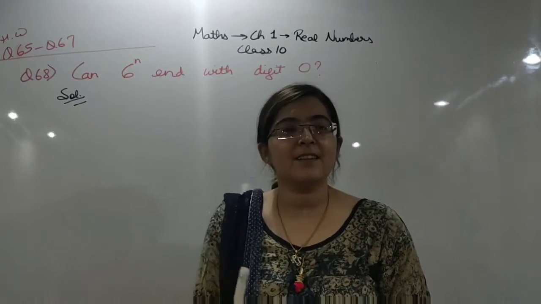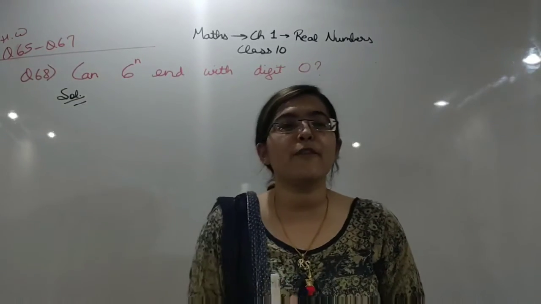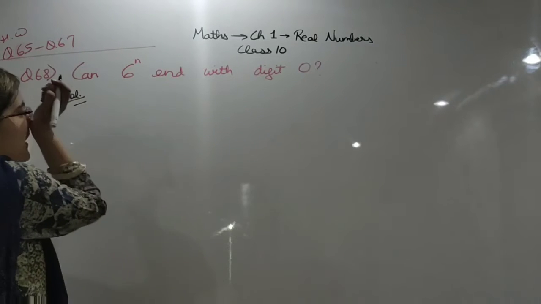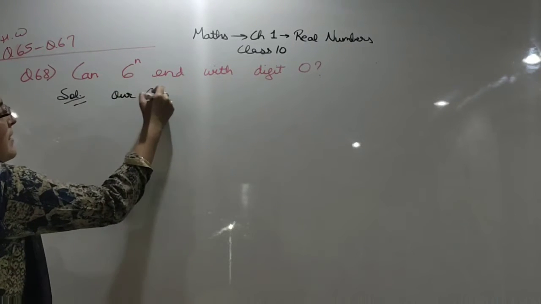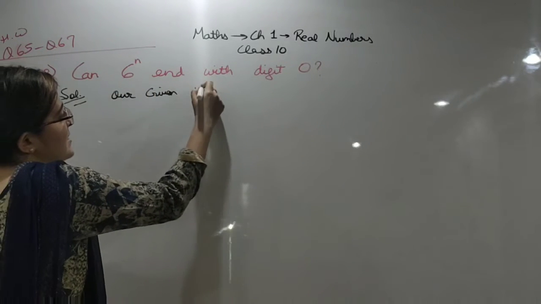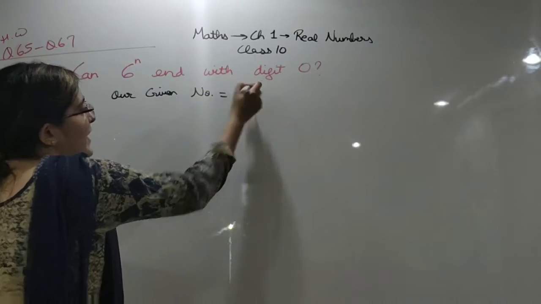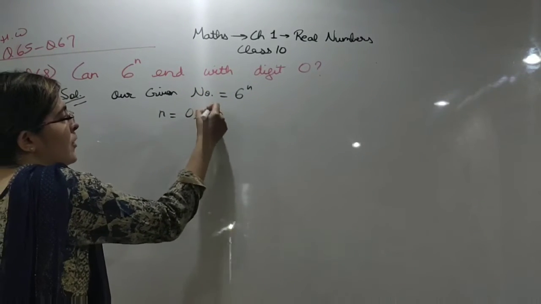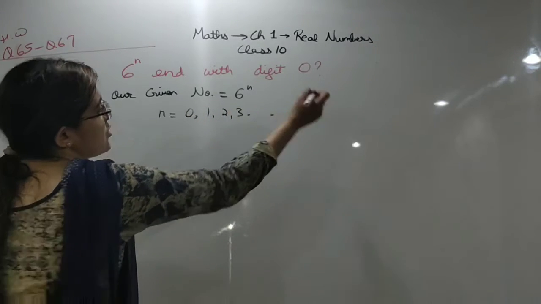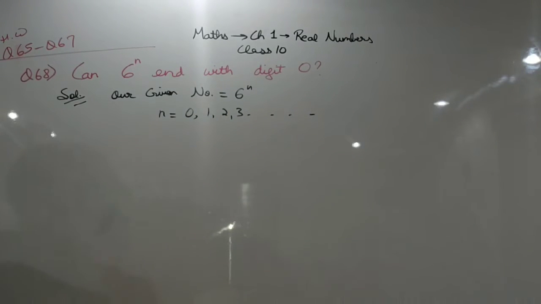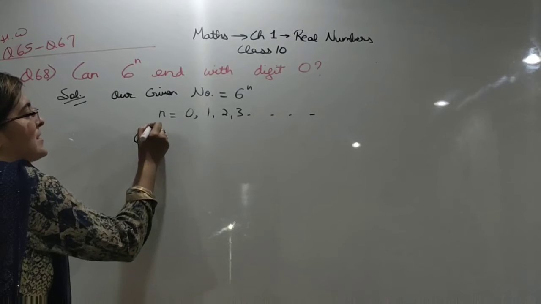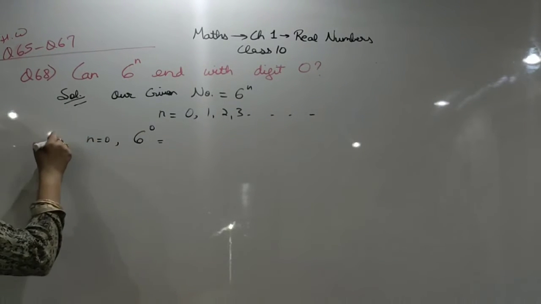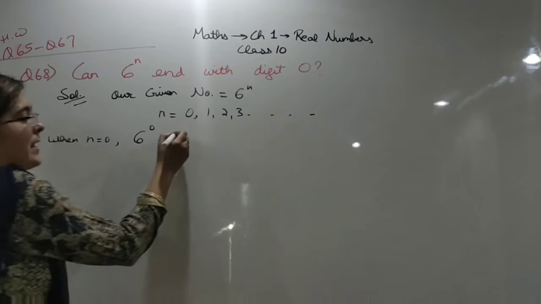For checking this, let's put different values of n in this. What is our given number? Our given number is 6 to the power n. Let us keep n equal to 0, 1, 2, 3 and so on. Let's check it out. When I put 6 to the power 0, that is when n is 0, we get 6 to the power 0, that means 1.